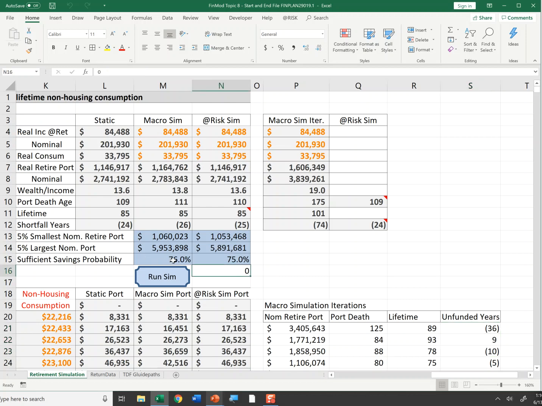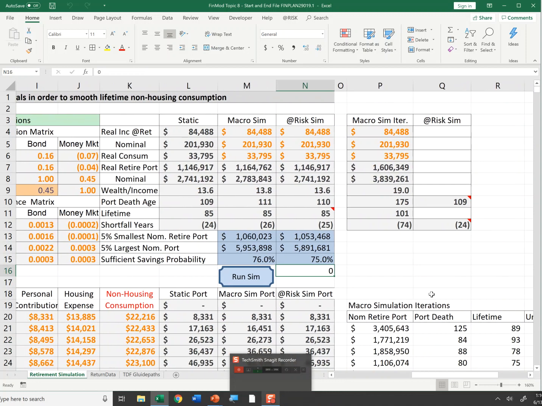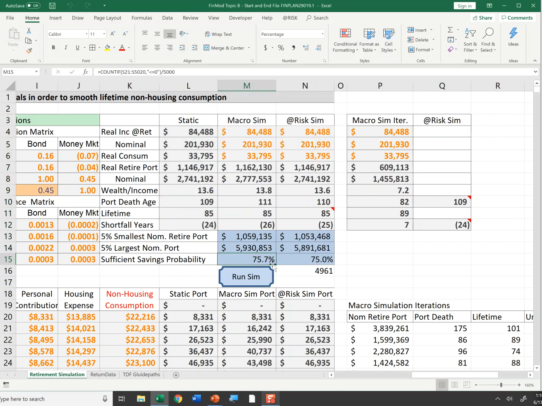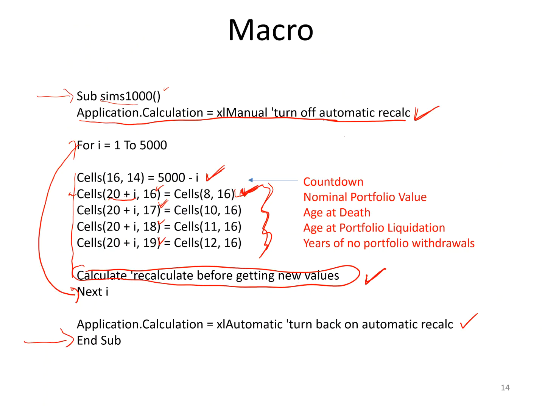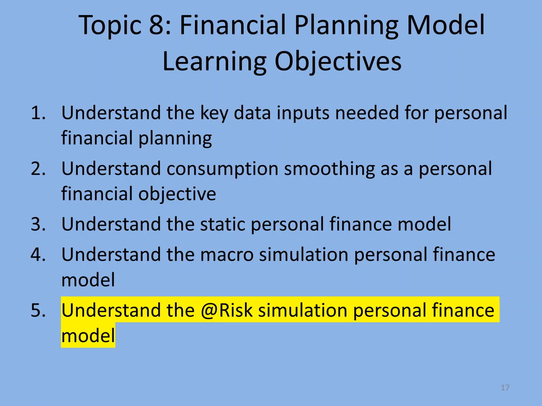So we can kind of talk about this as our confidence interval. I'm 76% confident that given all of these assumptions and the gyrations of the market, my portfolio will have enough money. So that's the key statistic and why we need to look at a simulation and not just a static deterministic model. The static model says I'm going to be fine for the rest of my life, actually 109 years. However, in reality, I only have a 75 or 76% chance or probability that I'll have enough money. So this is the macro simulation model and results. And the next topic, we'll just use the at-risk software to replicate those results and get some other insights.